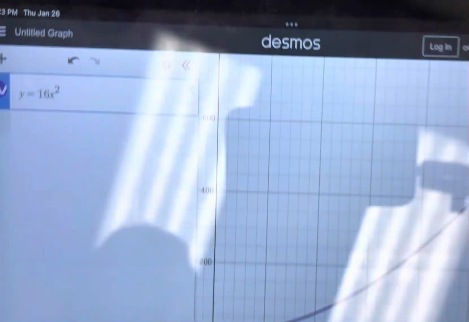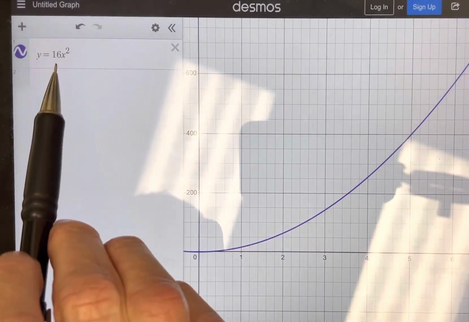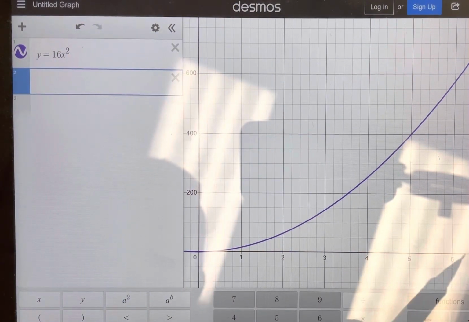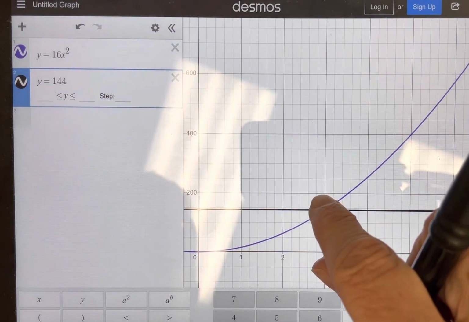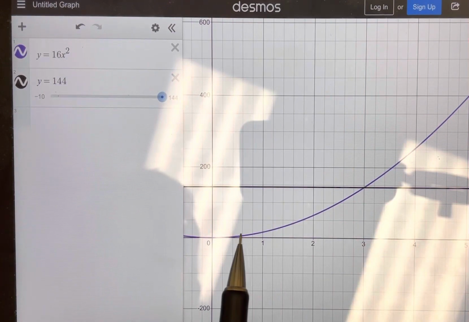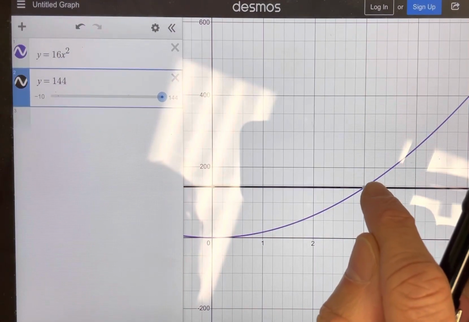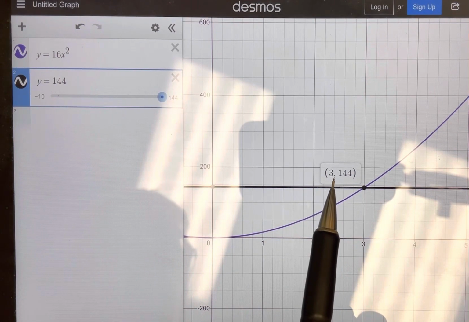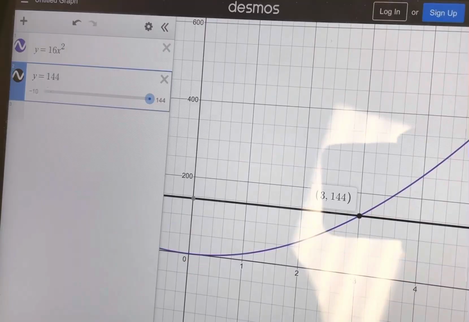So let's go back to here. And so there's the first one. I already have the y equals 16t squared at the right side. I'll go to line 2 and put in y equals 144. And there's the line 144. And so when does this hit the ground? When is the distance fallen equal to 144? It looks like that would be right at 3 seconds. So after 3 seconds, the object that's been dropped hits the ground right there. After 3 seconds, the distance that has fallen is 144 feet.